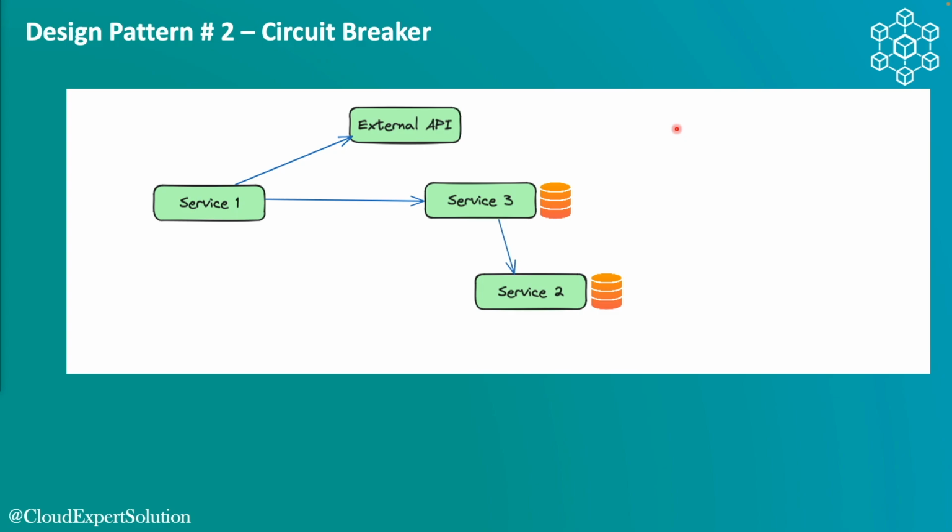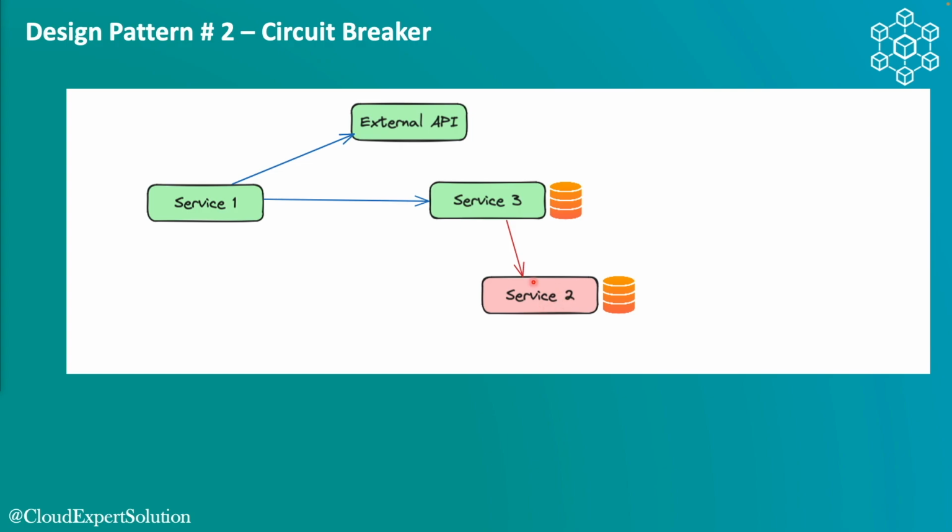The next pattern is circuit breaker. Let's say I have service 1 which is invoking service 3, and service 3 is dependent on service 2. Now let's assume that service 2 has some error, so service 2 is not sending any response to service 3. Once service 1 invokes and service 3 is not getting any response from service 2, service 3 will send an error response to service 1.